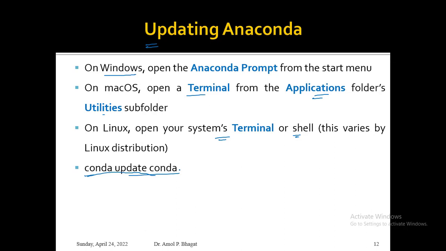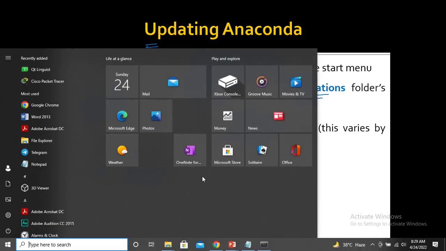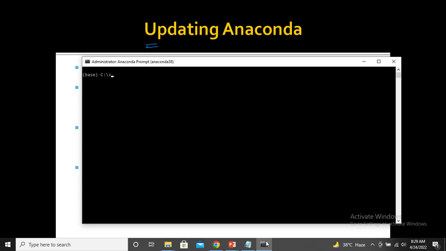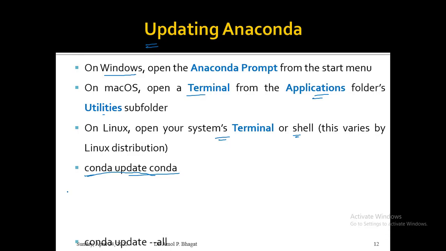So the first command you will execute is conda update conda. As I have already executed this command, my environment is already updated, so I will not be executing it again. The next command that you have to execute is conda update all. Initially you have updated Anaconda, next you are updating all the libraries available with Anaconda.